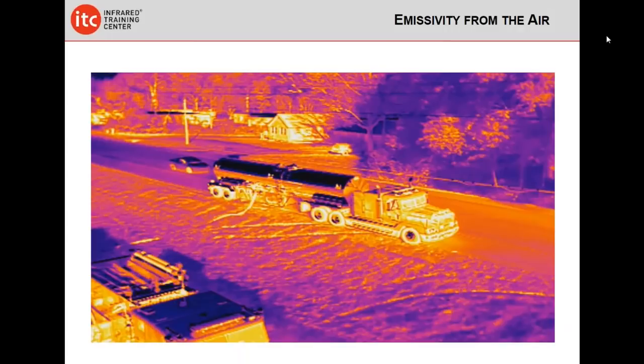Here's a great image, emissivity from the air. If we look at this image, we see the tanker truck, and of course it's probably a stainless tanker truck, but you see some interesting things. The top of the tanker truck is dark purple or blue, and that's directly reflecting the sky. The bottom of the tanker truck is yellow in color. That's directly reflecting the ground and the energy that the ground's giving up from solar load. So this is what you can expect to see from highly reflective items from the air.